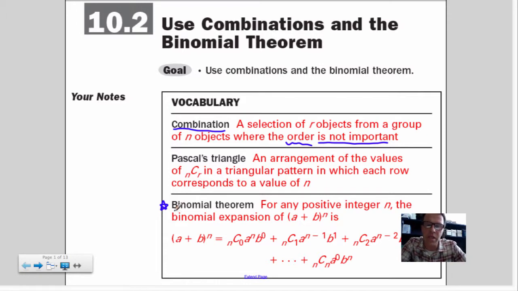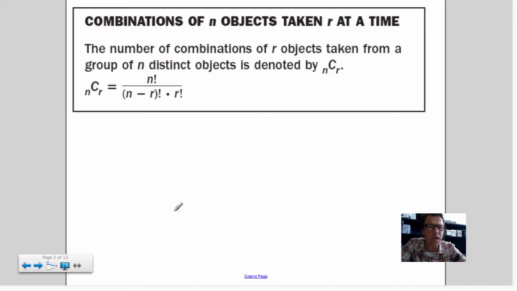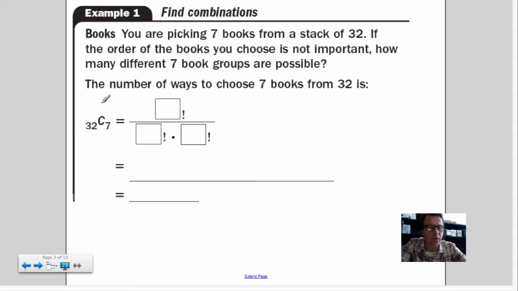But definitely combination, again, is a selection of R objects in a group of N objects where order is not important. Here is the formula for nCr. So again, we will use our calculator. I don't know if you noticed above the nPr button in your calculator, there's the nCr. And this is for taking objects where order does not matter. So let's go ahead and do our first example.